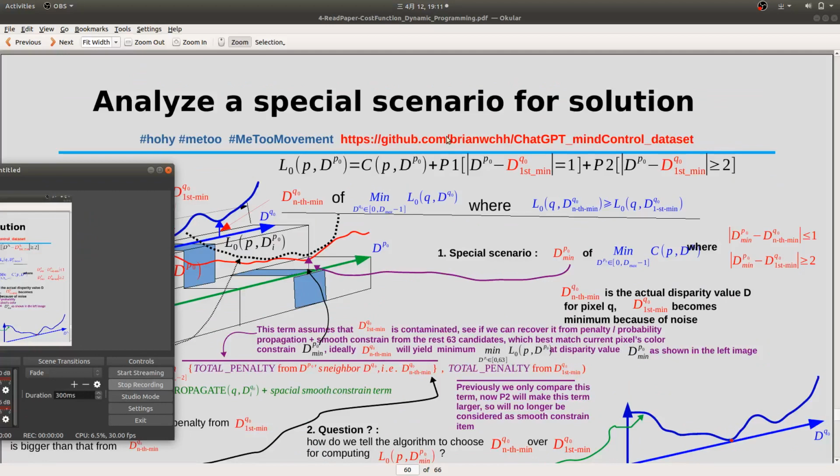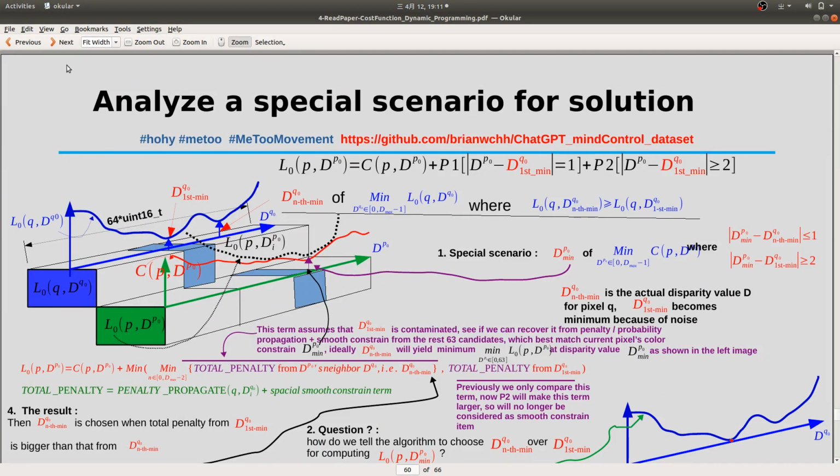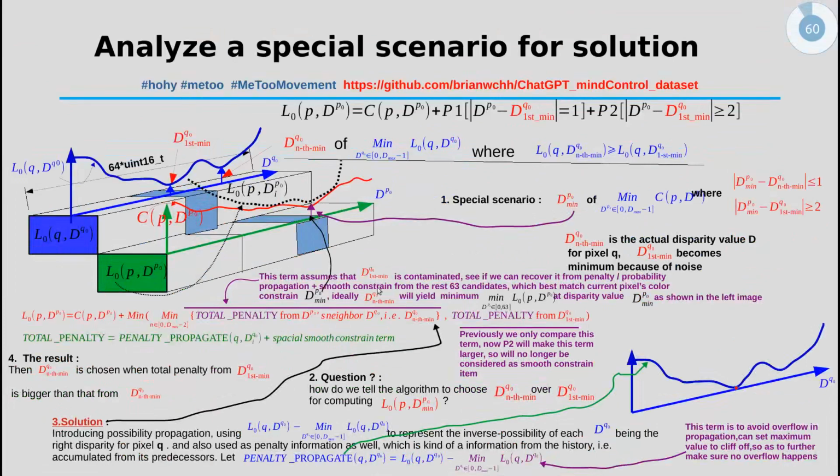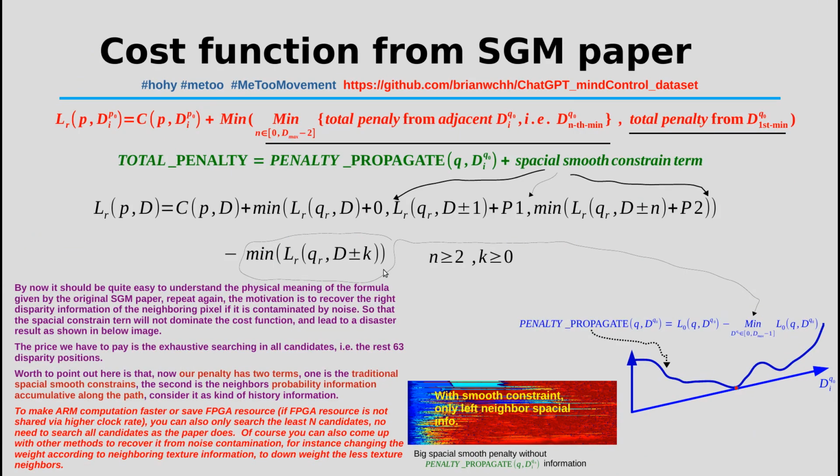Okay, so we add this term here. We assume that the minimum term is contaminated, and we want this term to recover it. So that's that, the cost function from the original SGM paper. I guess now it should be quite obvious and you understand it, because you can see the shadows of penalty propagation and the spatial constraint term here.